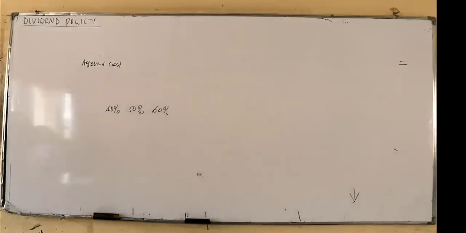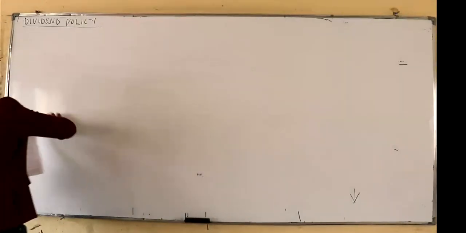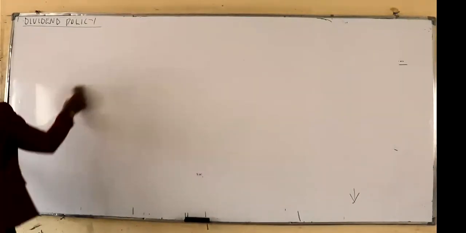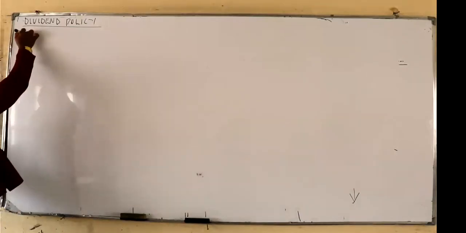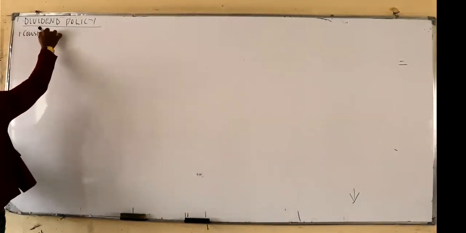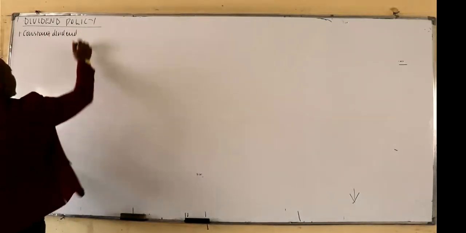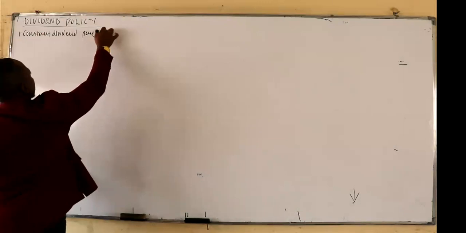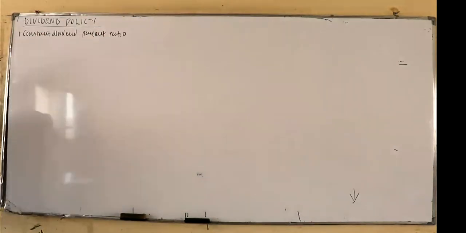Good. So now let's look at dividend policies. What are the various dividend policies that a company can adopt? Number 1, we have what we call the constant dividend payout ratio. What do we mean by the constant dividend payout ratio?